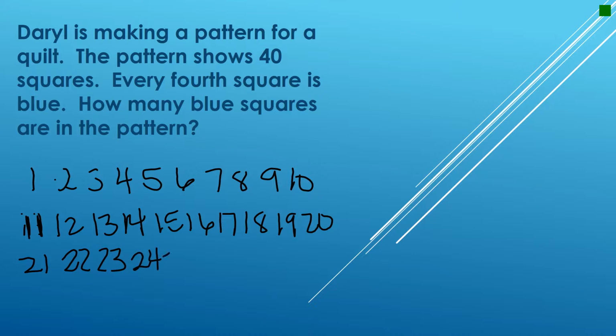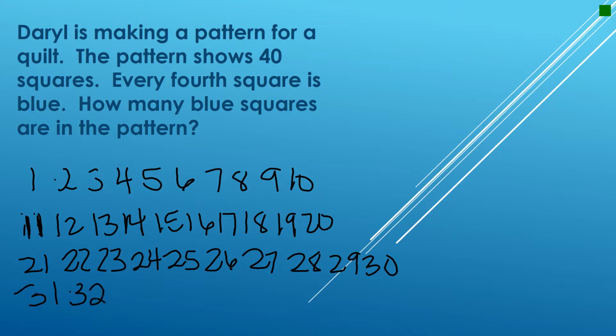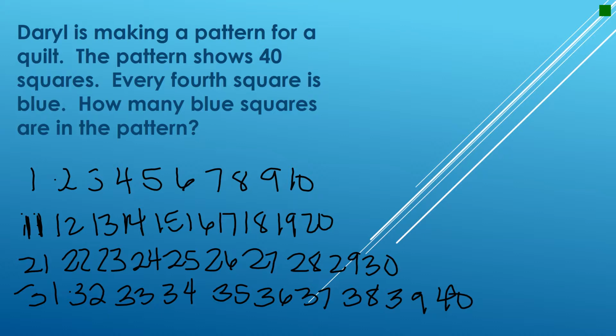This is a perfectly acceptable strategy. There is no reason that you should worry about this not being efficient because this works just fine. This also helps you prevent error because you're writing it all out. You're not doing anything in your head. And it doesn't matter that I didn't line everything up perfect. Now, what this tells me is that every fourth square is blue.